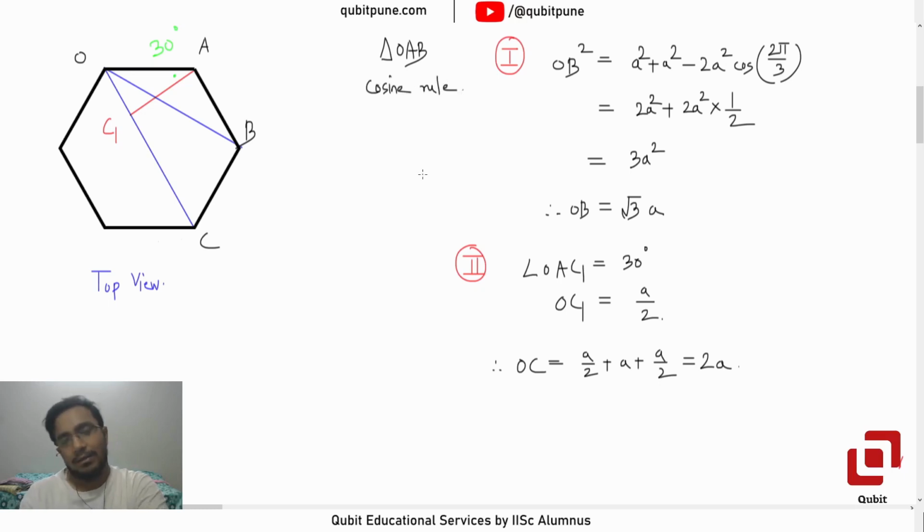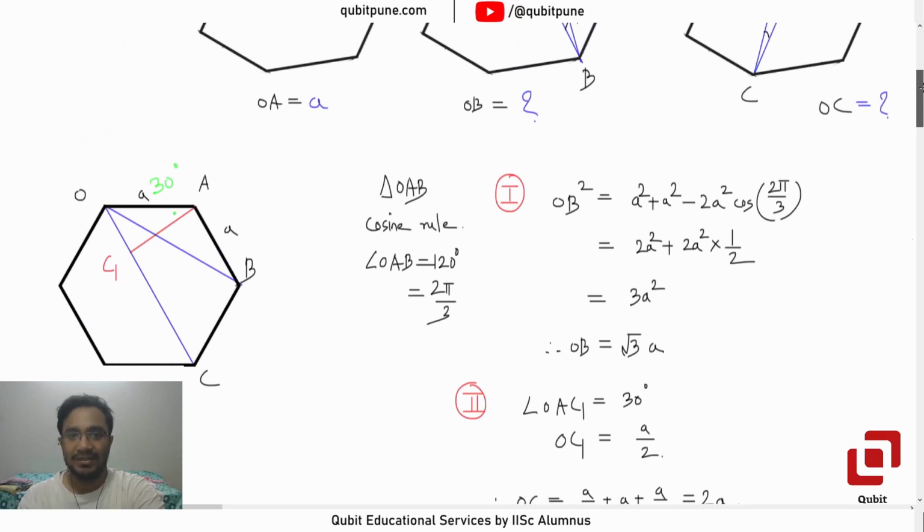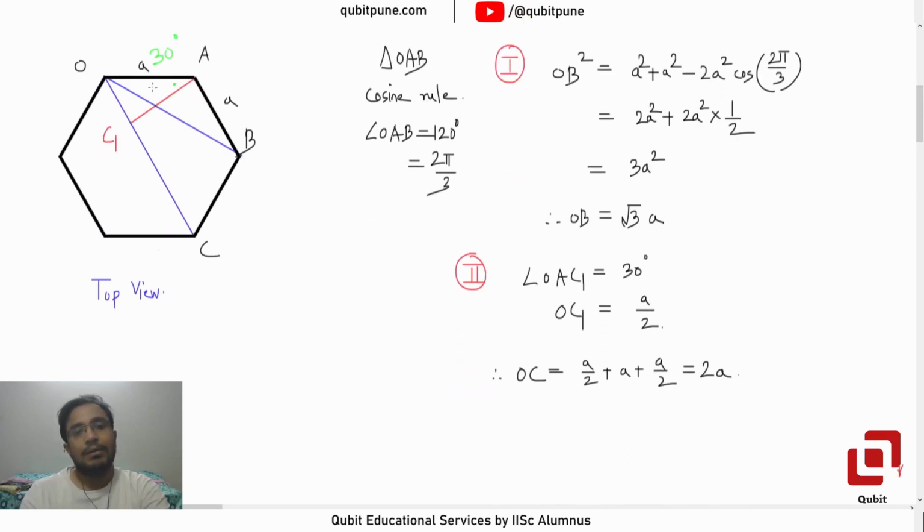And we know that in any regular hexagon, the interior angle between adjacent sides is 120 degrees. So angle OAB will be 120 degrees, or 2 pi by 3 radians. And because both these sides are equal to A units, as I told you here, we are going to assume that OA is A. OB squared will be, by cosine rule, OA squared plus AB squared minus 2 OA AB into cos of the angle OAB. That's what I've written here.